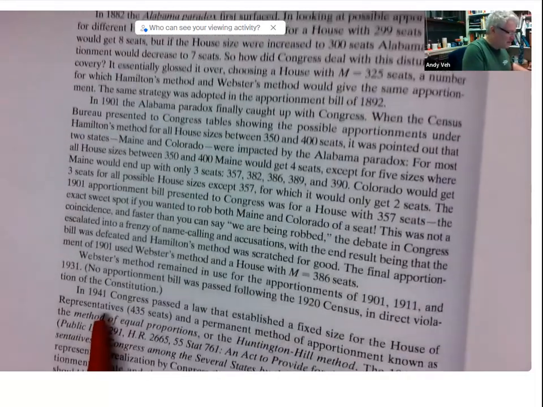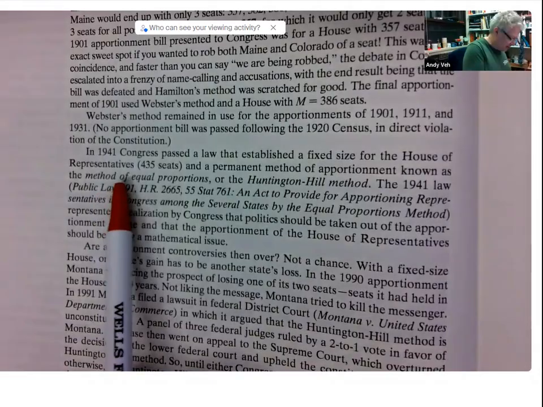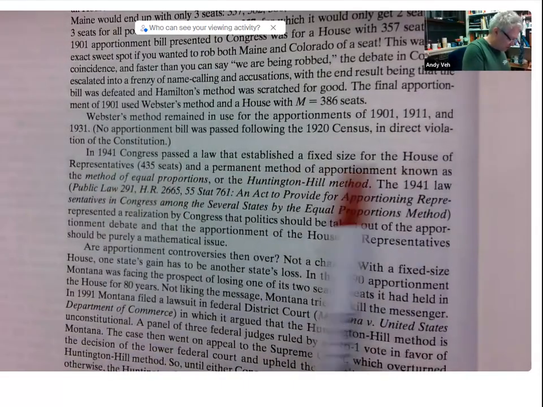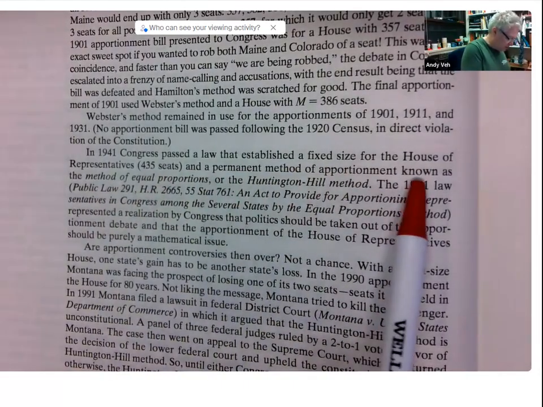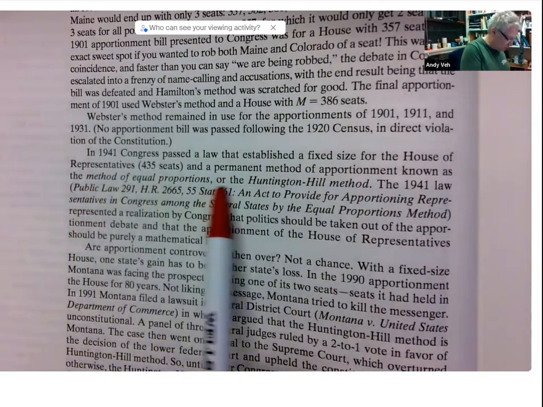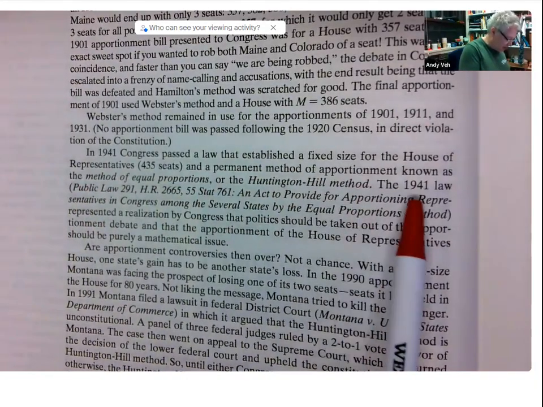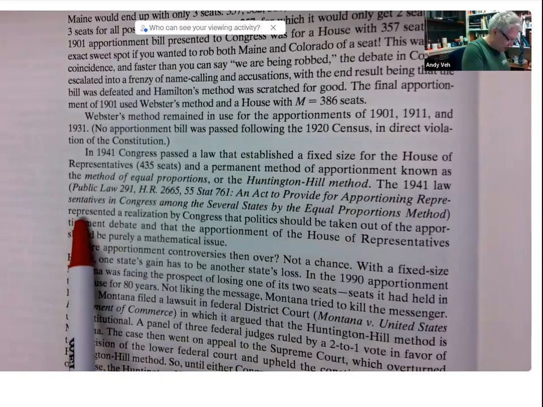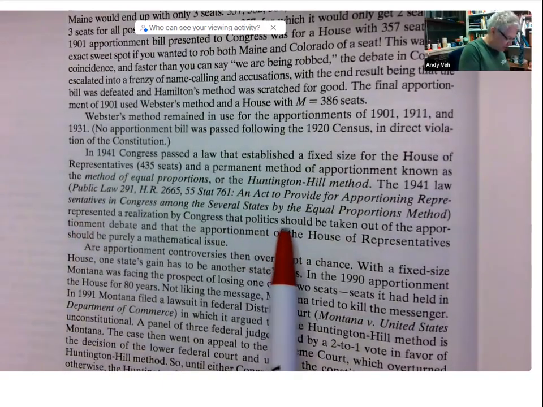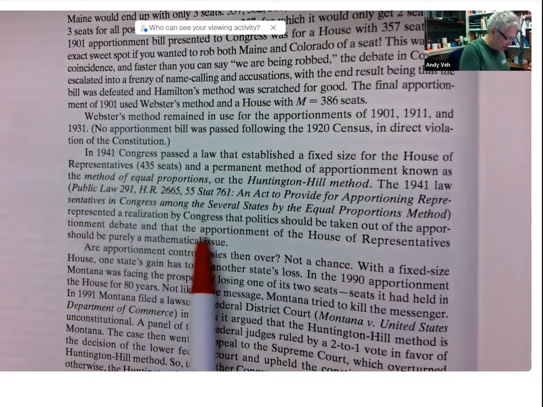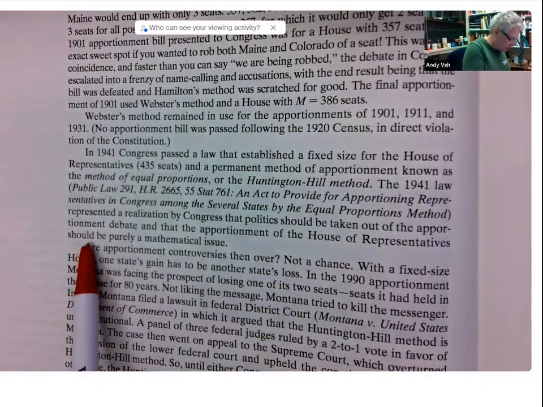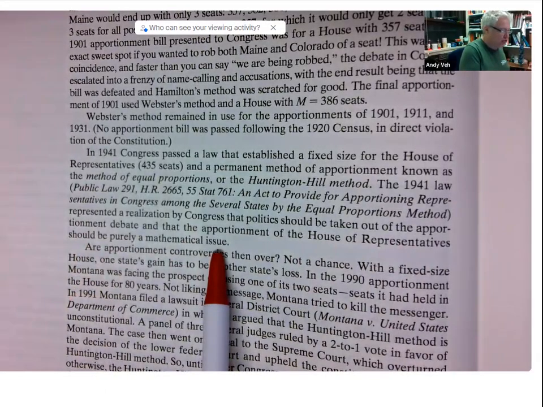And then in 1941, Congress passed a law that established a fixed size for the House of Representatives and a permanent method, known as the method of equal proportions, or the Huntington-Hill method. The 1941 law represented a realization of Congress that politics should be taken out of the apportionment debate, and the apportionment of the House of Representatives should be purely a mathematical issue.